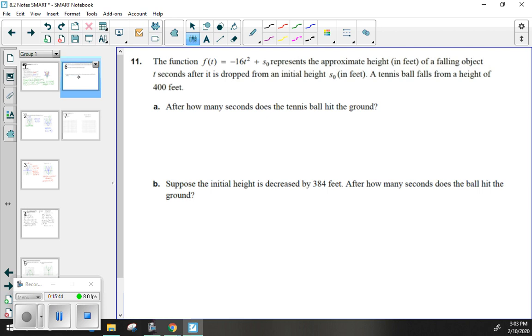A tennis ball falls from a height of 400 feet. So in this part A, what it's telling us is that the initial height is 400 feet. So if that equals 400, we can plug that right into our function and say f of t equals negative 16t squared plus 400. All we did was take that 400 and plug it in right there. Well, if it's going to hit the ground from 400 feet up, we know that that needs to equal 0.